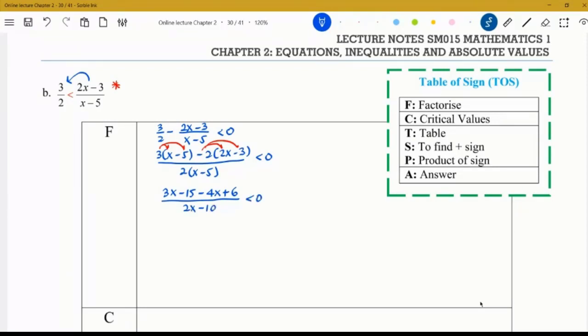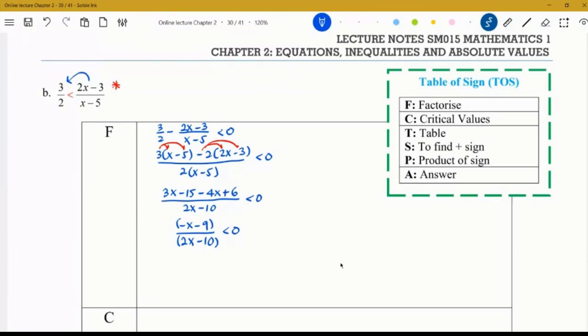Okay, bahagian atas dapat apa tu? 3x and negative 4x. Negative x. Okay, so negative 15 plus 6 kita akan dapat negative 9. Okay, good. So 2x minus 10 less than 0. So we have one factor, second factor.